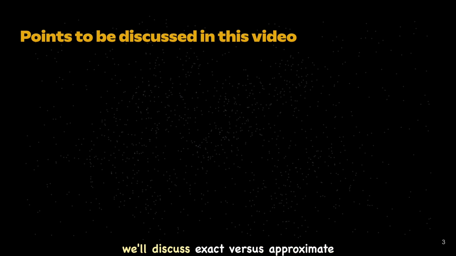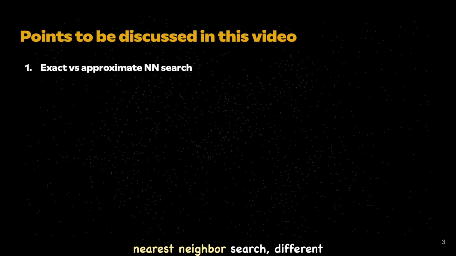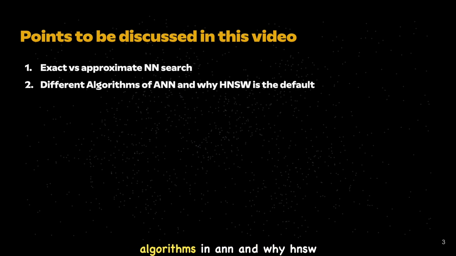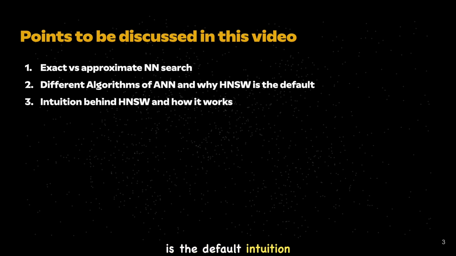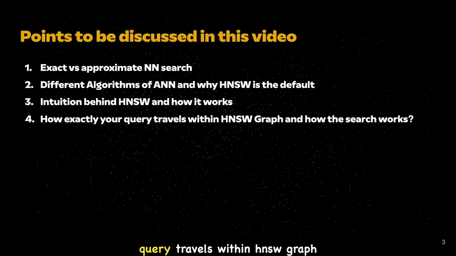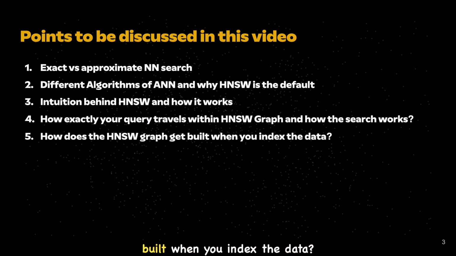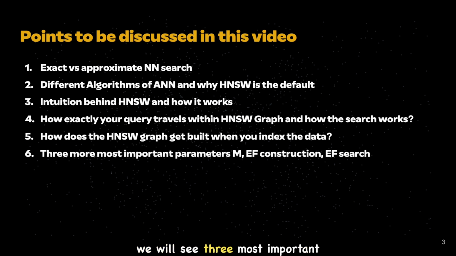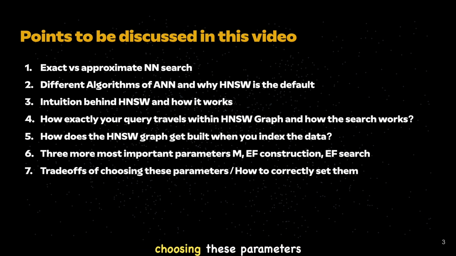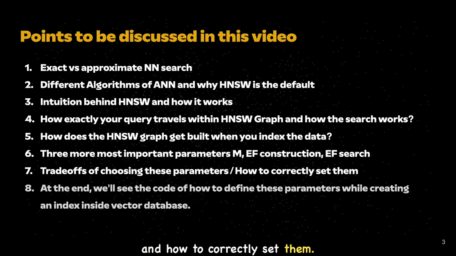In this video, we'll discuss exact versus approximate nearest neighbor search, different algorithms in ANN and why HNSW is the default, intuition behind HNSW and how it works. Then we'll see how exactly your query travels within the HNSW graph and how the search works. How does the HNSW graph get built when you index the data? We will see three most important parameters: M, EF construction, and EF search. Trade-offs of choosing these parameters and how to correctly set them. At the end, we will see the code of how to define these parameters while creating an index inside a vector database.